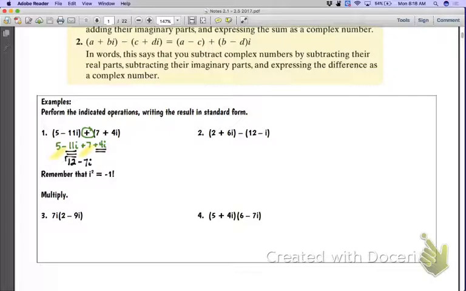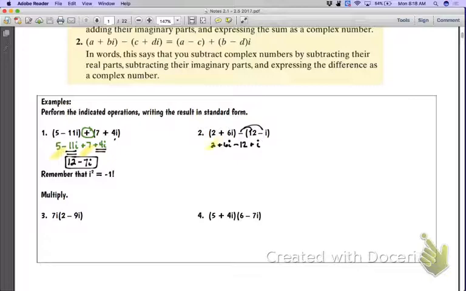Remember, real number goes first, imaginary number goes second. You treat it like any other variable. It's only whenever we have i squared that we're going to change its actual value. Same way with subtraction. I'm just going to rewrite the first part, and the reason why I rewrite it is really just so I can make sure that I distribute that negative. So I have minus 12 plus i.